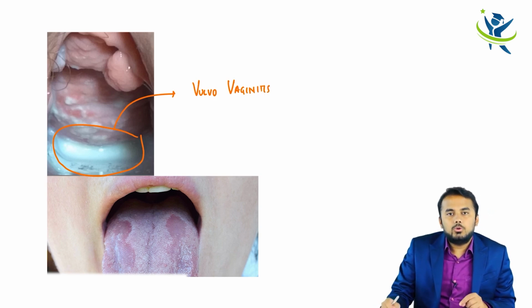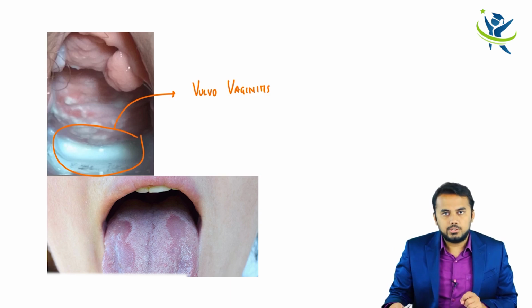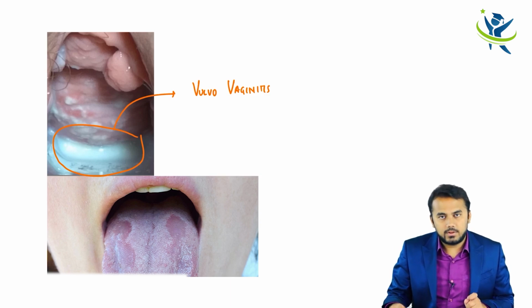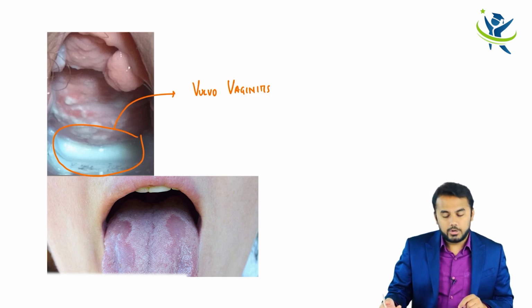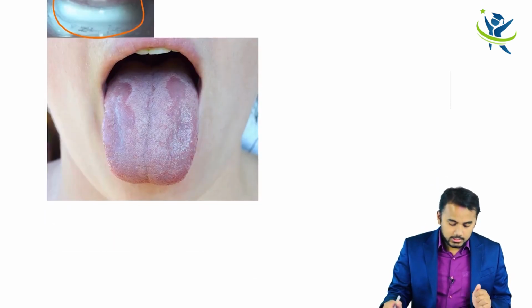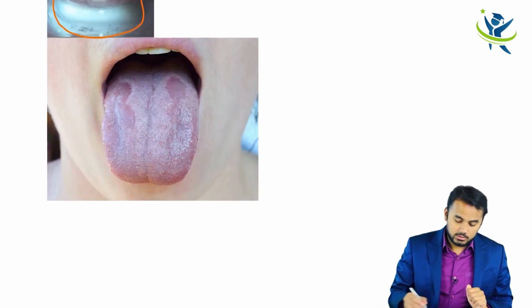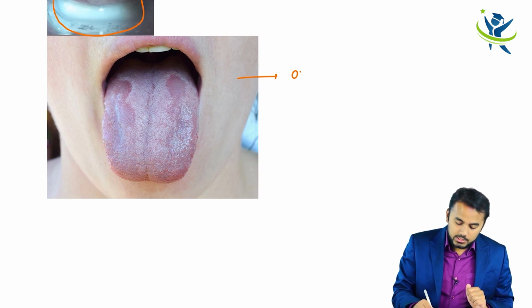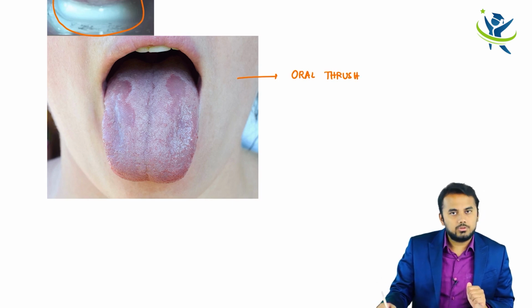And I have already told you that in case of HIV patients whose CD4 count is less than 500, and in case of patients on inhaled corticosteroids, those cases are going to have oral thrush. So this is a picture of oral thrush which you can see.